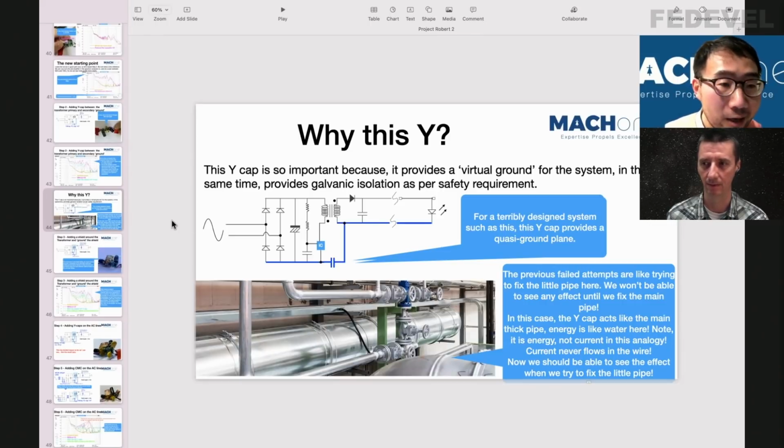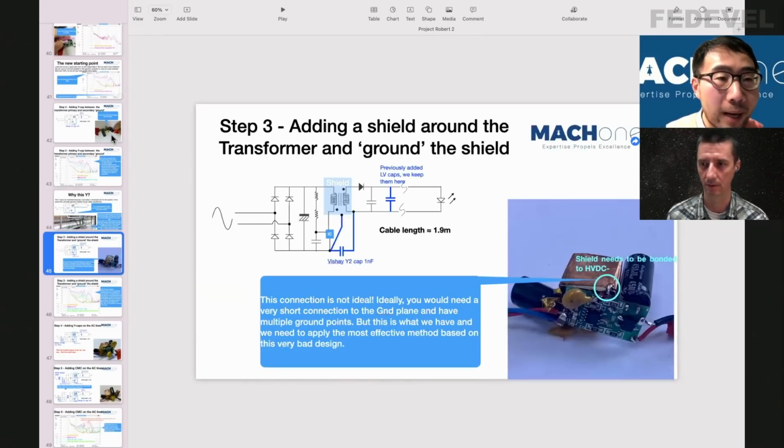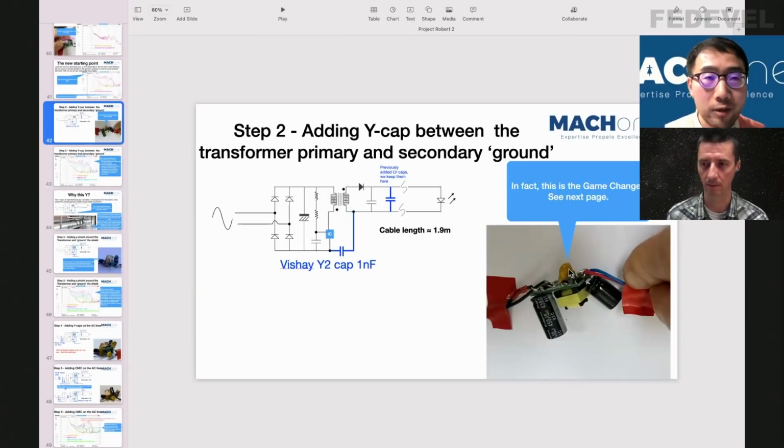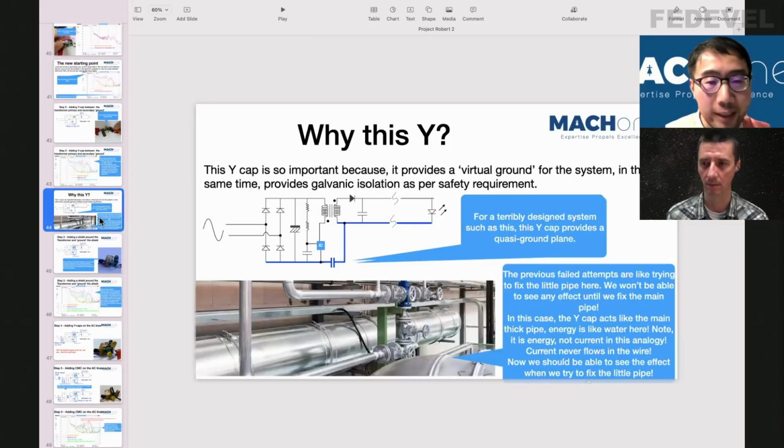As you can see, it's a big disc ceramic capacitor like this. It's a Y class, because then you fail in a safe way. But they use a ceramic surface mounted capacitor, so I simply don't get why they did that design. So, can we explain a little bit more about this?